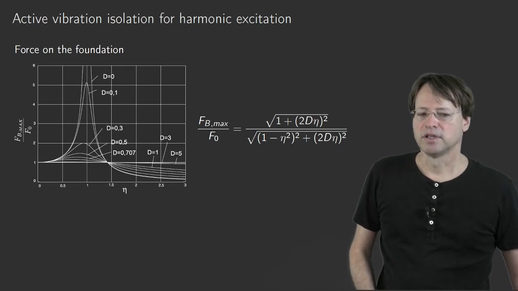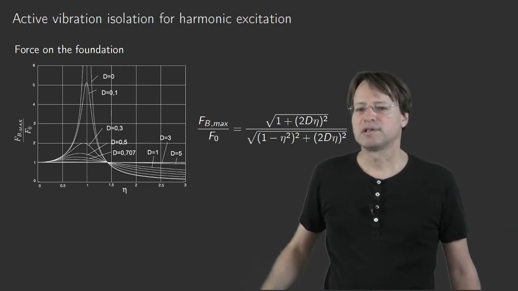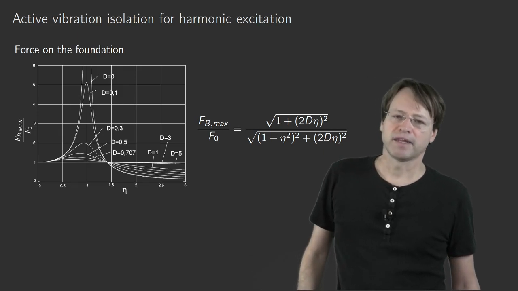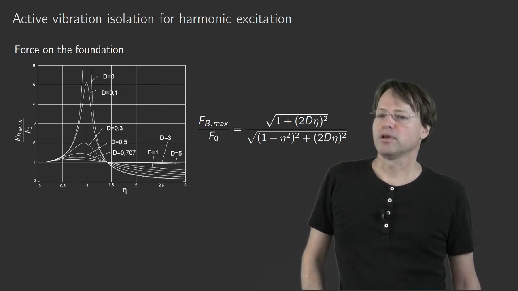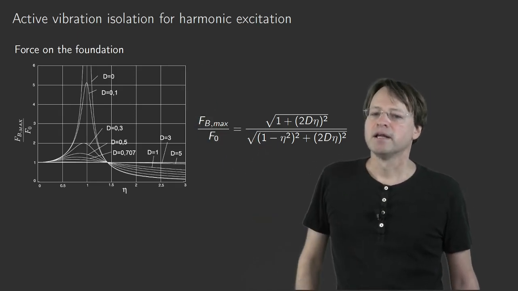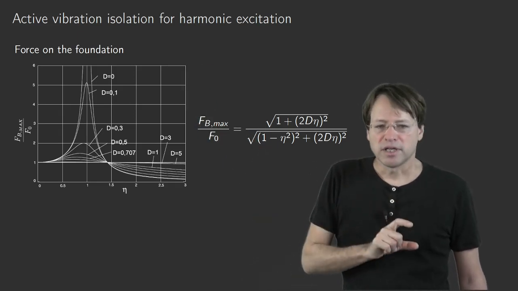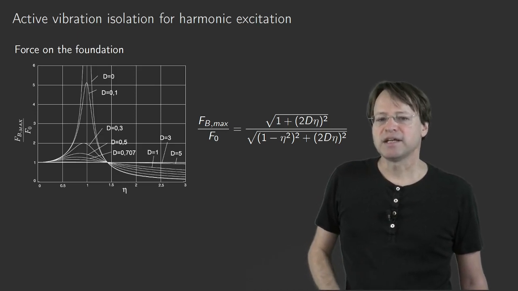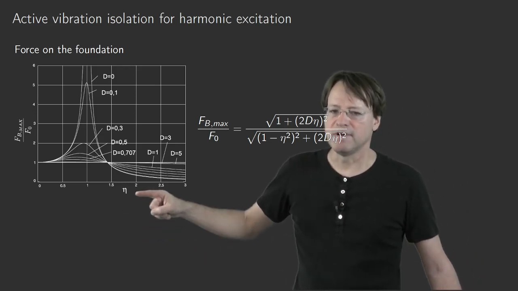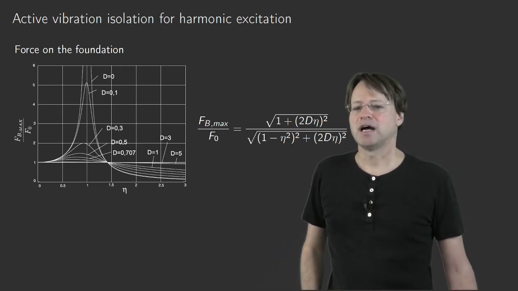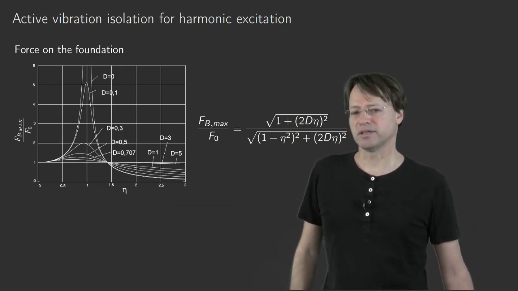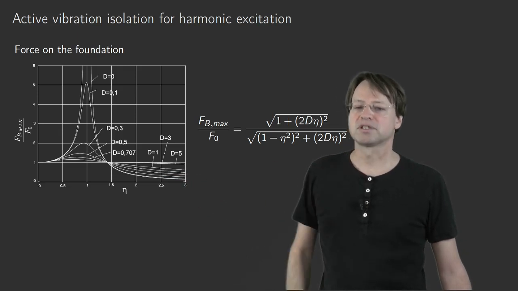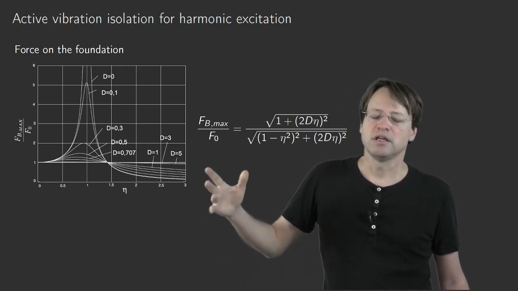So you can see that there are basically two ways to arrive at a small ratio of FB max by F naught. The first one is, and that's a standard answer to the question about vibration isolation, make the connection between the machine and the foundation as soft as possible. If you make it as soft as possible, you increase the value of eta, theoretically at least, until infinity, so to very large values of eta. Then you are here and you can see that that ratio theoretically drops down to values that are very small, even close to 0.